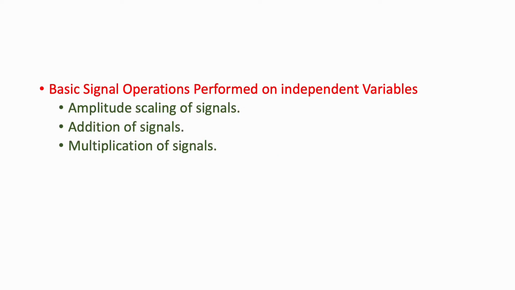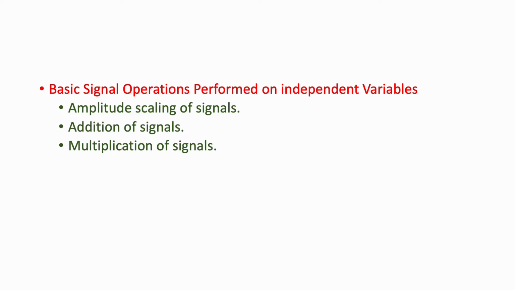Basic signal operations we can do in two ways. One is depending upon the independent variables, another one based on the dependent variables. For independent variable means only the y-axis is going to be changed depending upon the operation of the signals. The dependent variable is nothing but the signal is going to be changed depending upon the x-axis. So first we can see independent variables, how the operations are performed.